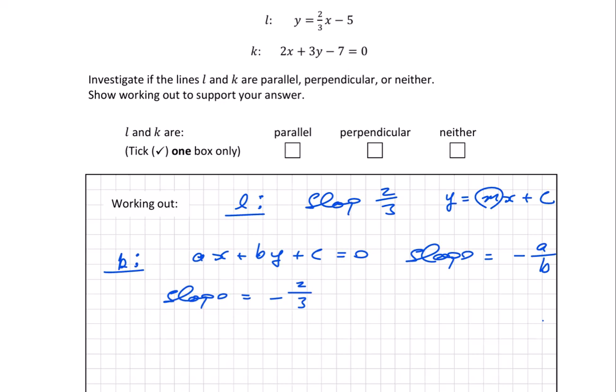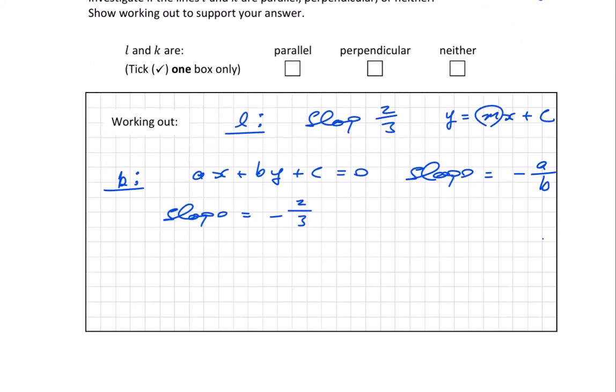The other thing you can do is just rearrange this, so you can put it in the same format as the first one. You subtract 2x and add 7 to both sides. So you'll get 3y is equal to minus 2x plus 7. You can see you've got a 3 attached to the y there. So it'd be y equals minus 2 over 3 x plus 7 over 3. Now that's in the form y equals mx plus c, and look, we got a slope of minus 2/3. And when we did it the minus a over b way, we also got a slope of minus 2/3.